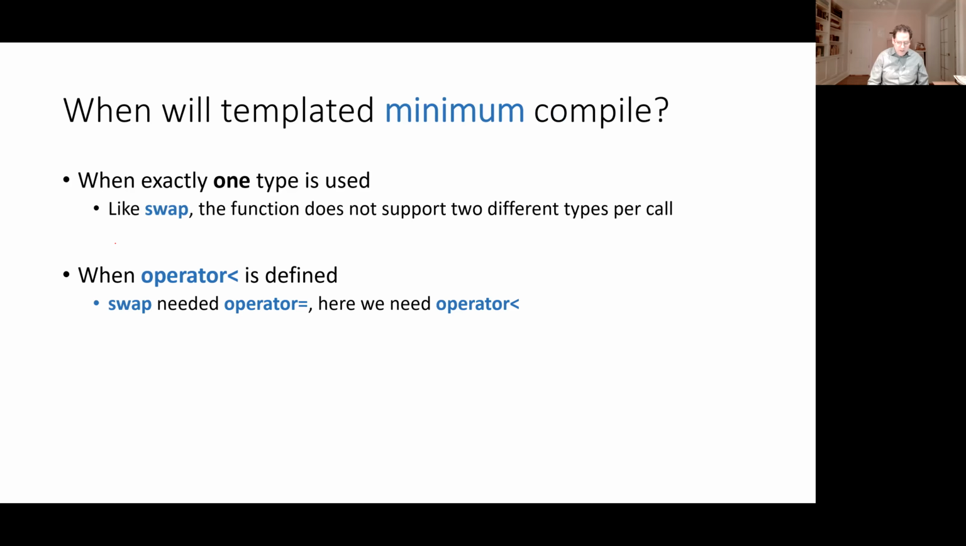Okay, so we just talked about that. We don't need operator equal now, right? We didn't use it, it doesn't have to exist. We only need what the recipe uses to exist.